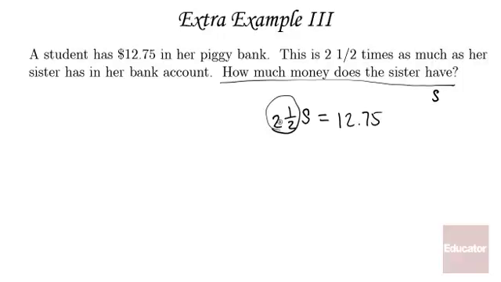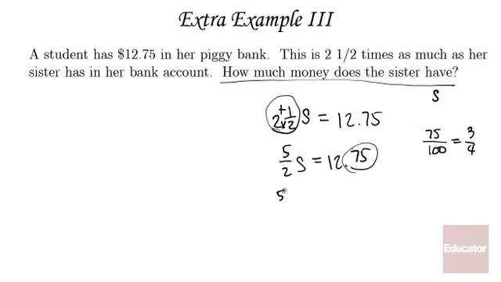First, let's change this fraction into an improper. 2 times 2 is 4, plus 1 is 5. So 5/2s equals 12.75. I'm going to take the 12.75 and change that into a fraction. So now this 0.75, put it over 100, and you could simplify that to 3/4. So I have 5/2s equals 12 and 3/4. Now I'm going to take this mixed number and change it into an improper. So 5/2s equals 12 times 4 is 48, plus 3 gives me 51/4.